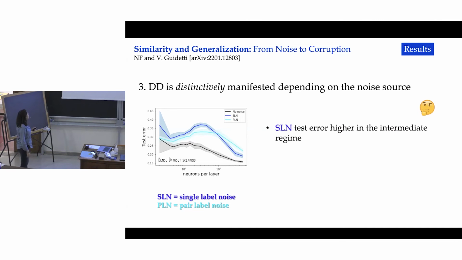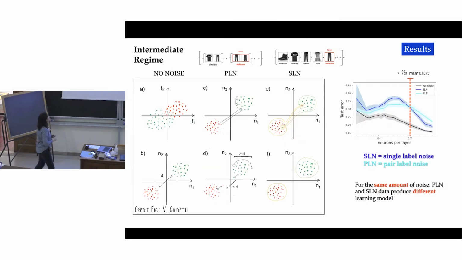So here you see that the single label noise test error is higher in this intermediate regime, for medium-sized models, like here. Now, this is a super high dimension, with 10 classes. You can reduce the problem to 2 classes and 2 dimensions to try to understand this, and that is what we have here in this great picture by Veronica. So how can we try to understand what's going on in this region?